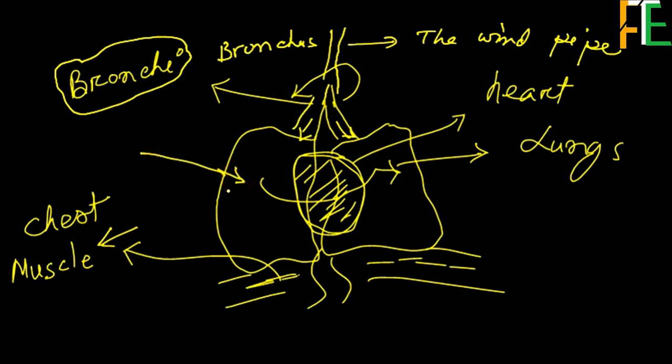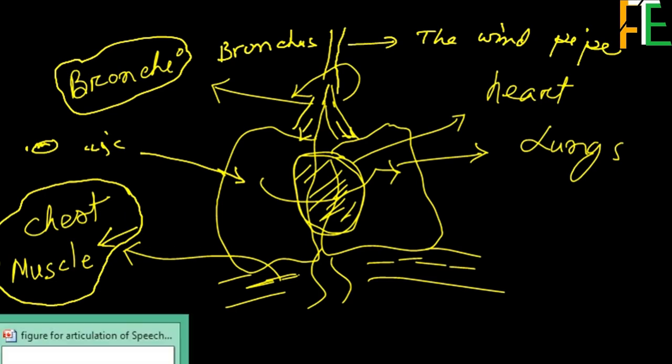Inside the lungs there are hundreds of air cells, air bags. So the chest muscle helps in the expansion and compression of the lungs, and this expansion and compression helps in breathing, that is breathing in and breathing out.